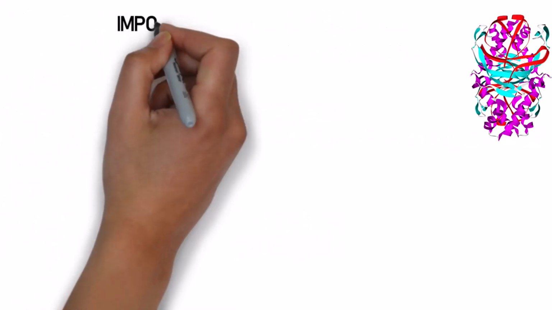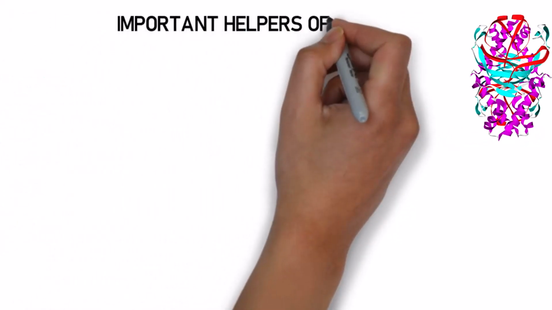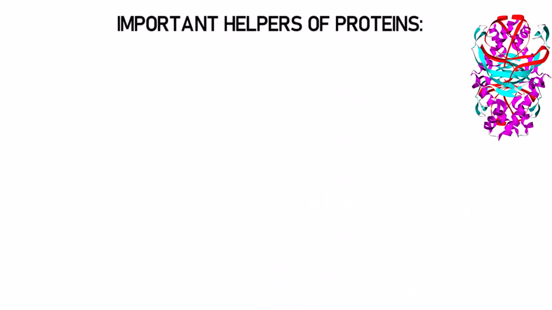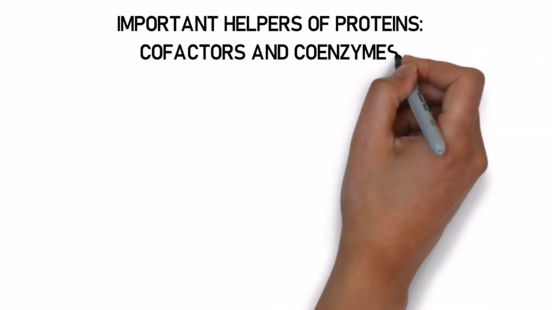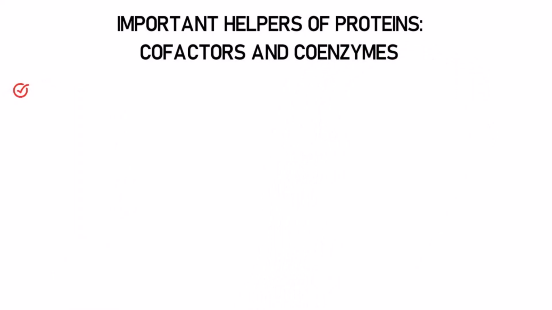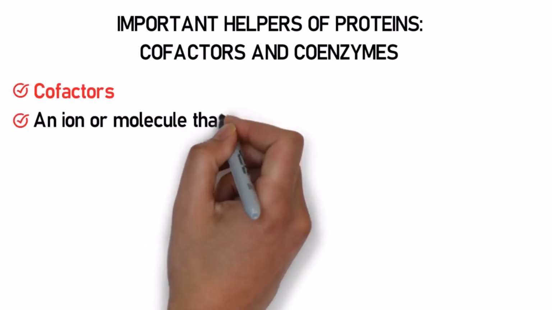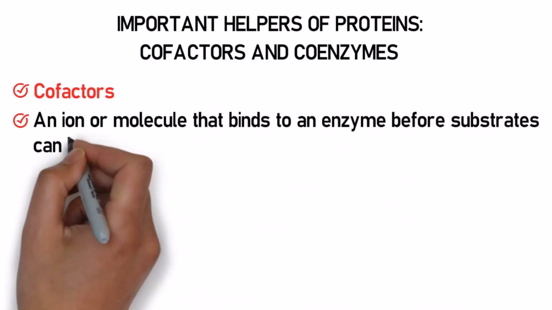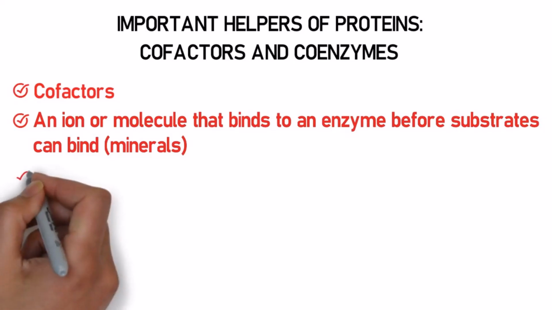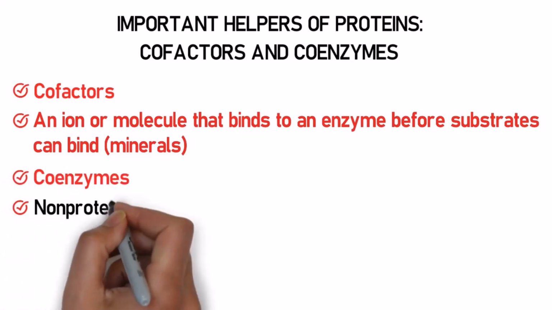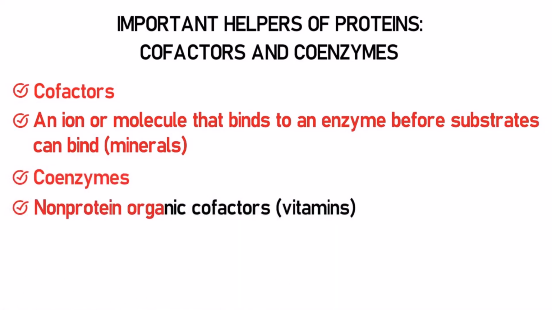Have you ever wondered why taking a multivitamin is important and how it works? Vitamins and minerals are also known in science as coenzymes and cofactors, respectively. Cofactors are ions or molecules that bind to an enzyme before substrates can bind to facilitate the binding of the substrate to the active site. Coenzymes are non-protein, organic cofactors that also facilitate enzymatic reactions.